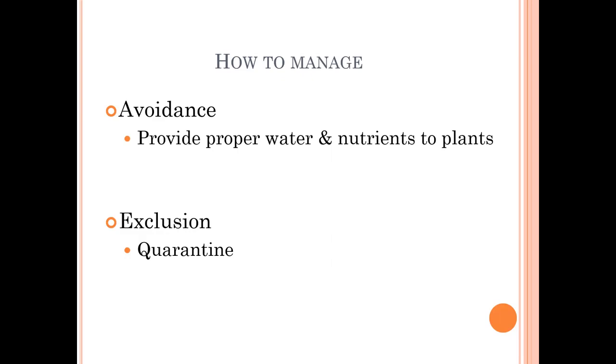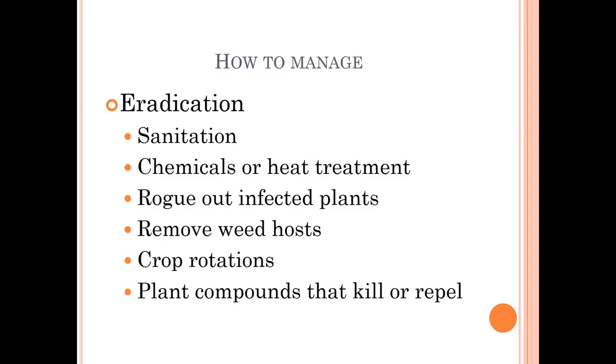So not a lot of great ways to manage this. Avoidance, just make sure you're providing all the things that plants need. Exclusion, you want to quarantine the plants before you mix it up with other things. Eradication would be sanitation. You might try a heat treatment or a chemical. You rogue out infected plants, remove weed hosts, do crop rotations, and then you can use plant compounds that kill or repel. And if you look on Canvas, I've put in a couple of resources for that.